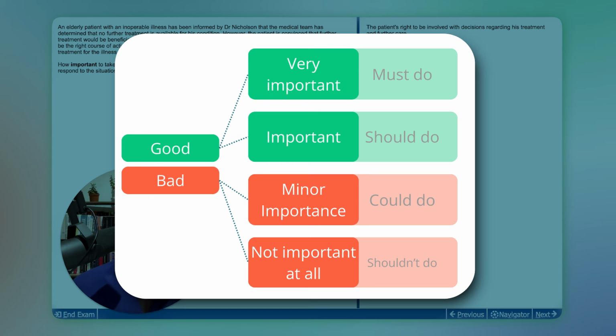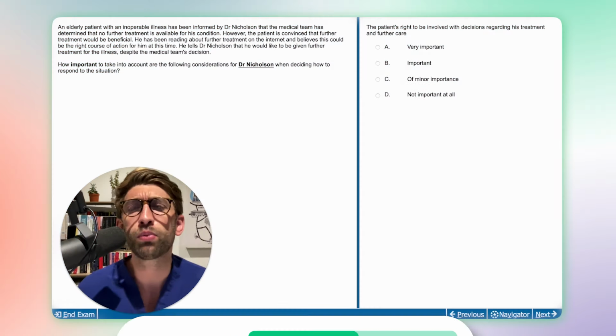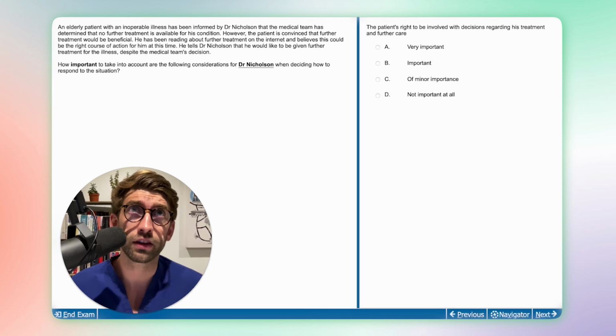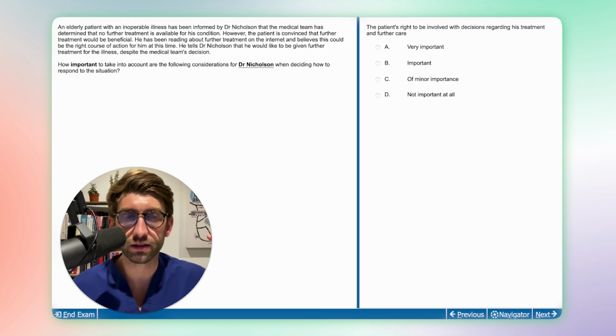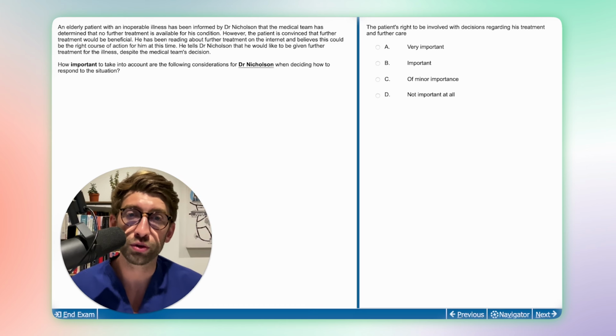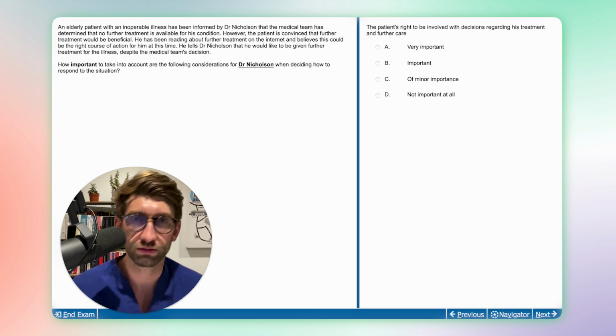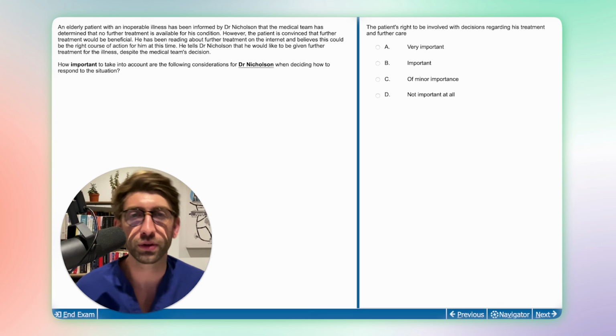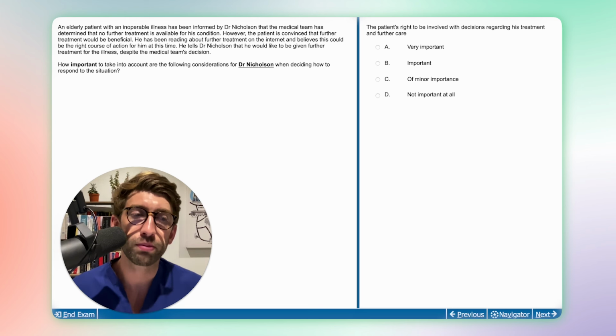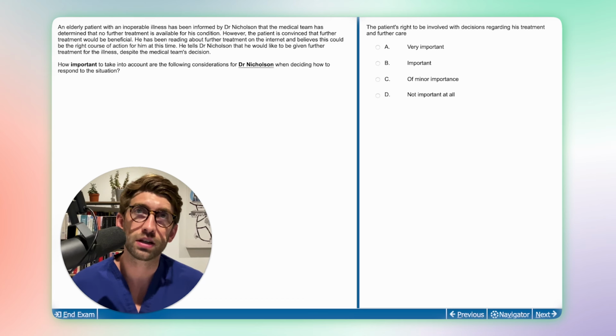Just to remind ourselves, it depends on the situation, and importance is harder to define than the appropriateness ones. But for very important, I would say it's either something you must do, or is a really big deal, really matters, is very significant, or is very pertinent to the situation. Then important is should do, or is still a deal but not the biggest deal possible. Of minor importance is that in the circumstance you could maybe do it, or there's no consequence if you don't take that action, but it's not irrelevant.